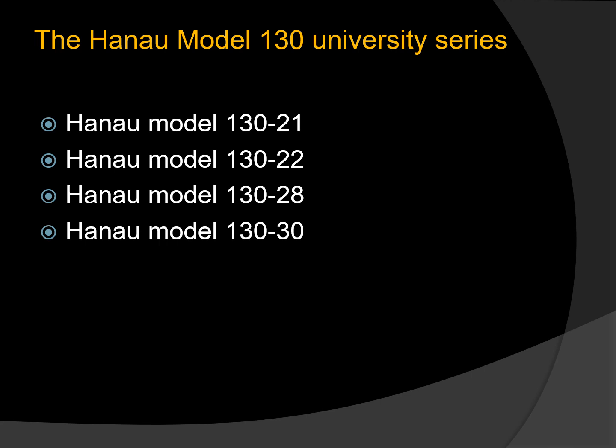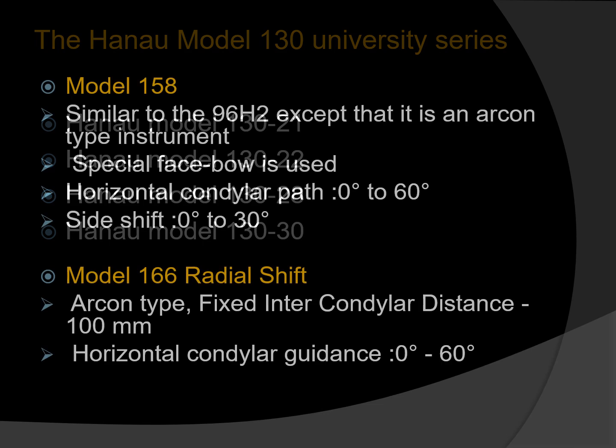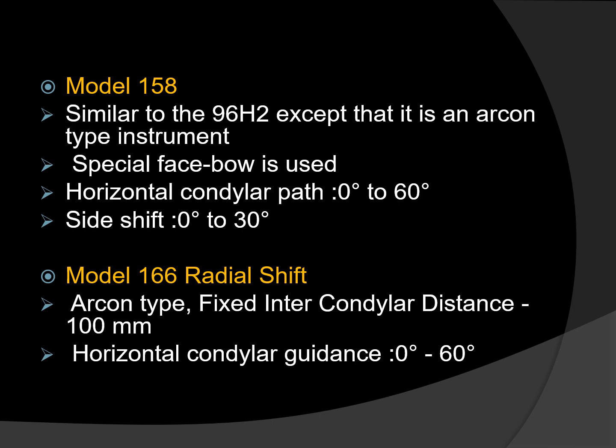The Hanau Model 130 University series was introduced, which consisted of four models, that is the Hanau Model 130-21, 22, 28, and 30. These articulators varied in their intercondylar width adjustment as well as condylar inclination adjustments. Came the Model 158, which was similar to 96H2 except that it is an Arcon type instrument, special face bow used, horizontal condylar adjustment from 0 to 60 degrees and side shift adjustment from 0 to 30 degrees.